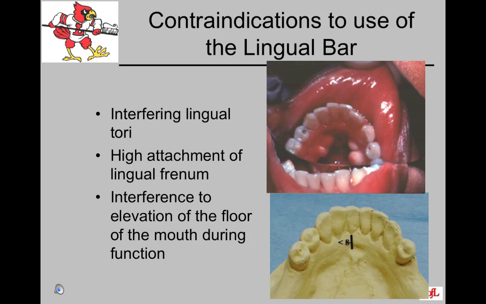A high frenum attachment on the lingual is also a contraindication. And if there is an interference with the elevation of the floor of the mouth during function, then we must use the lingual plate. There must be 8 millimeters of space between the floor of the mouth and the marginal gingiva in function in order to use our lingual bar.